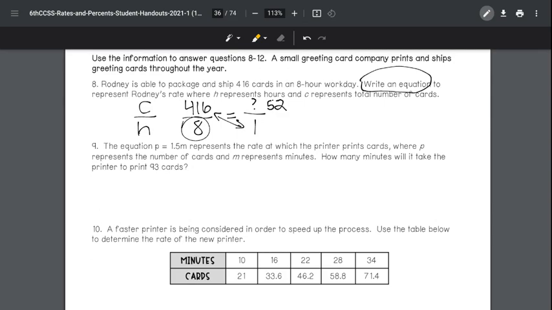So now you have to decide, where's H going to go, where's C going to go in our equation. 52 is never going to change. Okay, so 52 cards times the number of hours that I work will tell me the total amount of cards that I made. Okay, so it's 52H equals C.